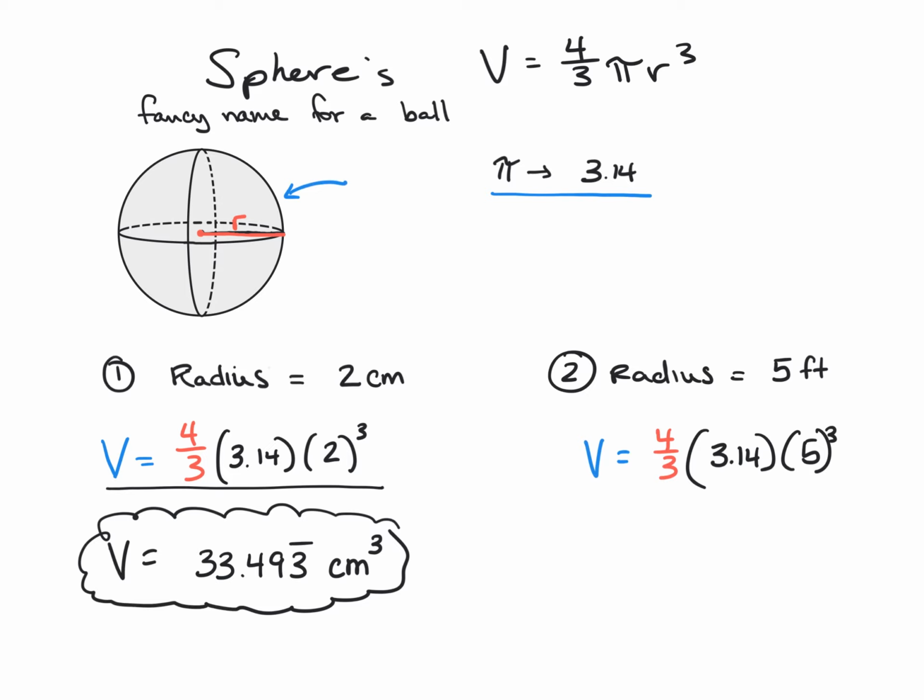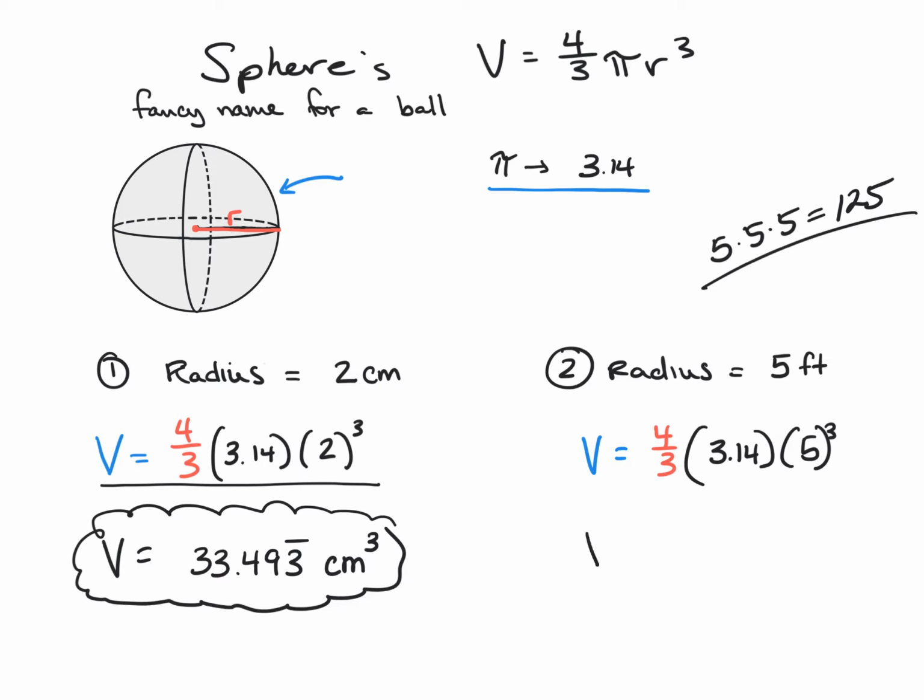So now, I rarely can type all of this into my calculator. If you don't want to type 5 to the third in the calculator, you can type 5 times 5 times 5, and that will be equal to 125. So if you'd rather type in 4 over 3 times 3.14 times 125, you will get the same thing, but inevitably you get for an answer, V equals 523.3 repeated.